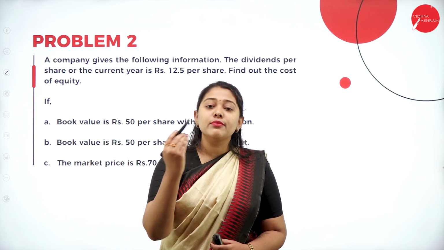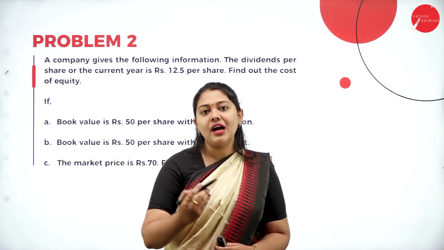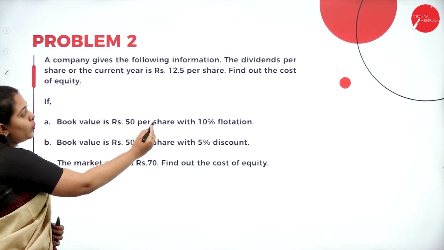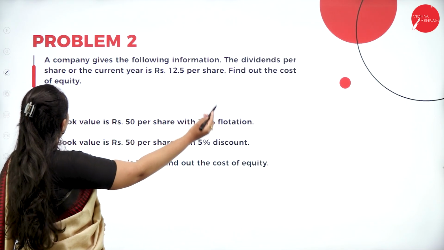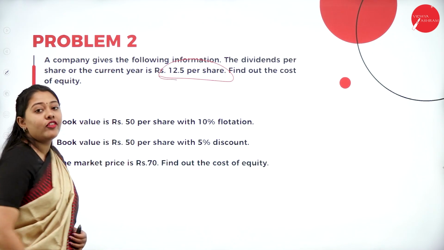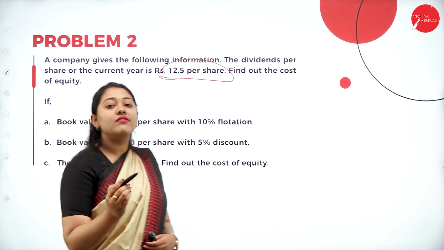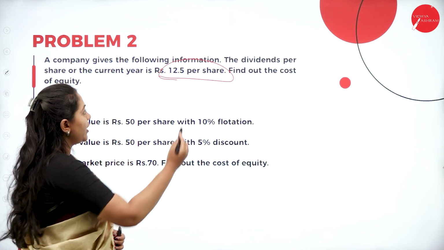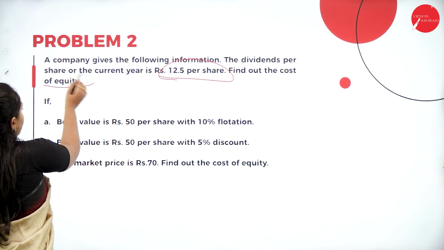So based on that, we will decide which type of formula we have to apply. A company gives the following information. The dividend per share of the current year is 12.5 per share. So, what is the dividend rate given in the question? 12.5 per share. Find out the cost of equity if.